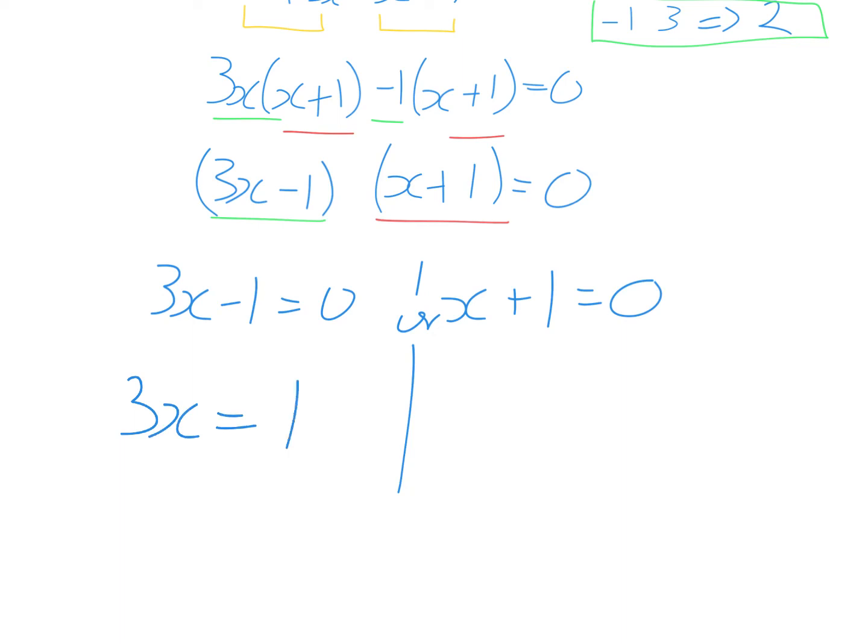3x, bring the 1 over, comes plus 1. Then x, divide both sides by 3. We're left with 1 over 3. Here, if we bring the 1 over, it becomes a minus 1. So there's our two possible answers.